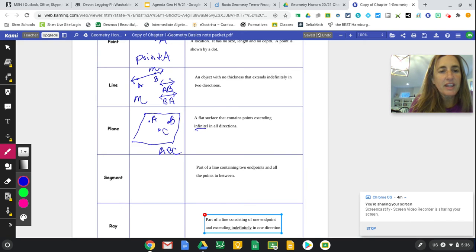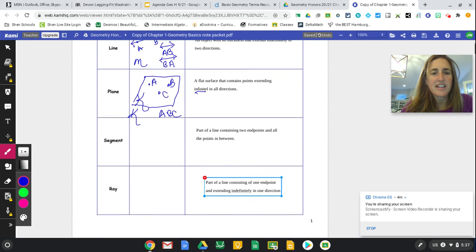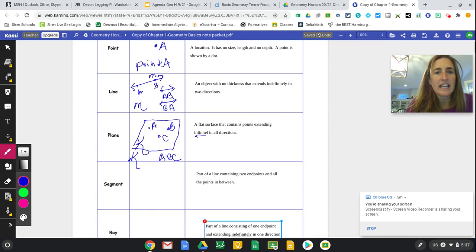And sometimes they have a fancy, crazy letter in the bottom of them. That could also be another way to label it. That would be like plane K. Okay? 3 points generally is how you'll see that. Segment, different than the line above.